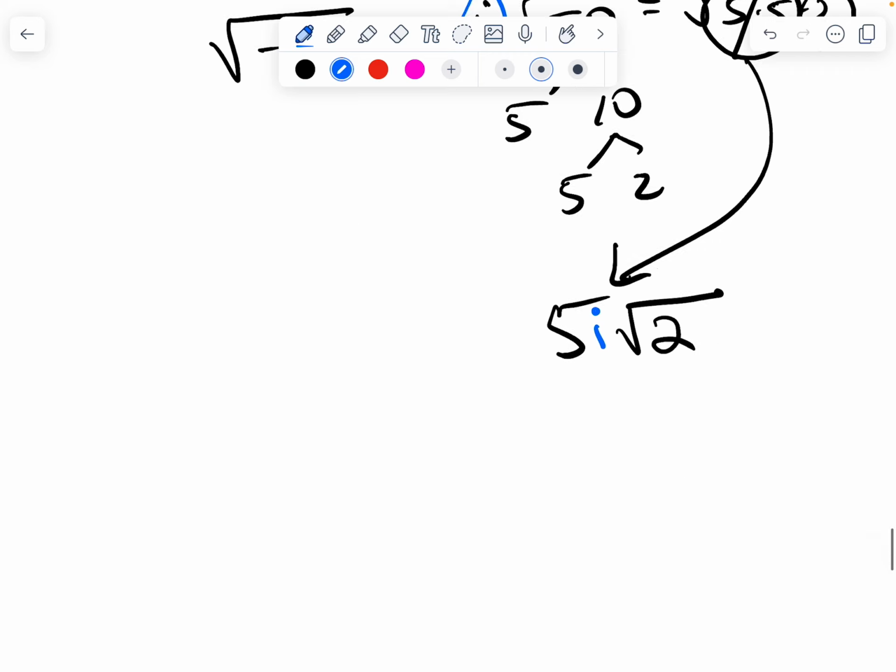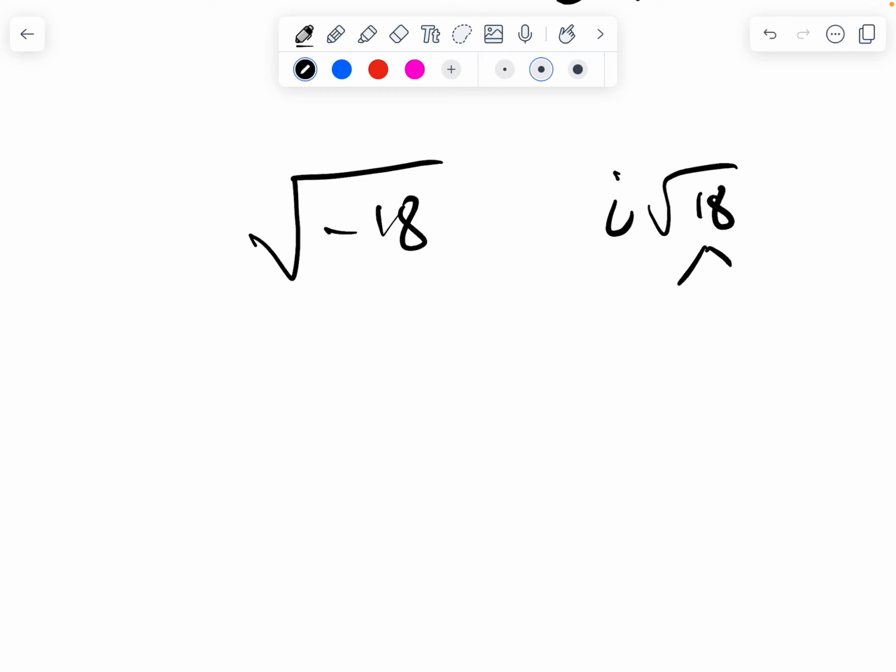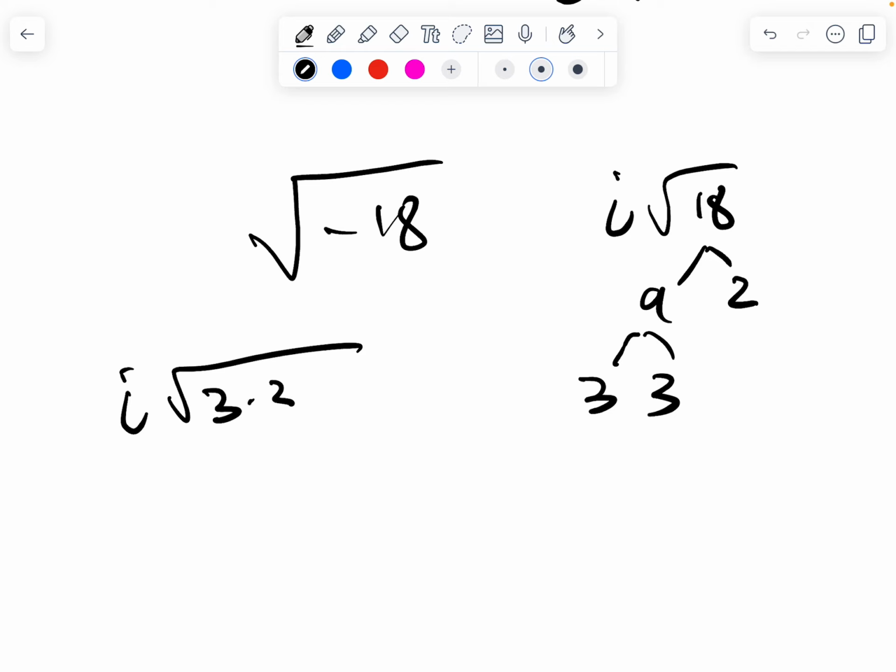Okay, here's one for you to work on. Let's try square root of negative 18. Okay, so you pop out an I. 18 is 9 times 2. 9 is 3 and 3. And so this is I, 3, 3, 2. These guys, one of them pops out, and so your final answer is going to be 3I square roots of 2. Okay, that's it. Simplifying square roots.